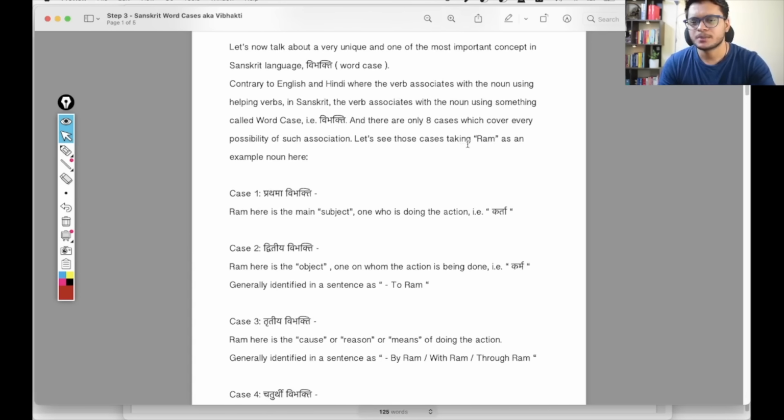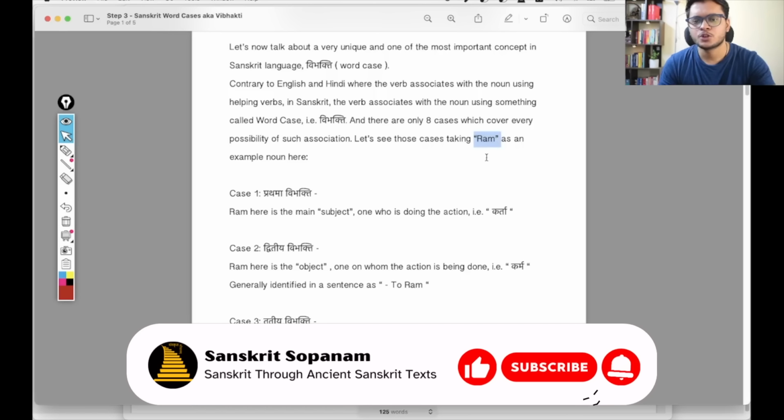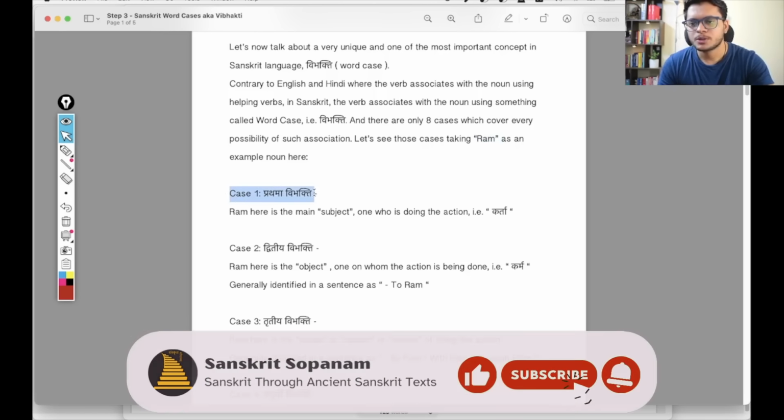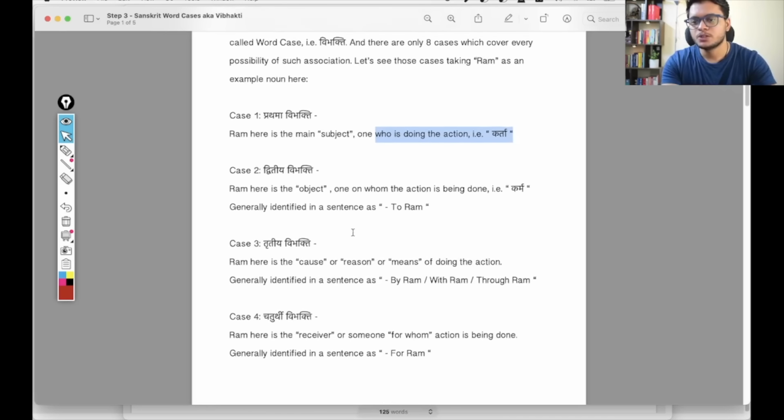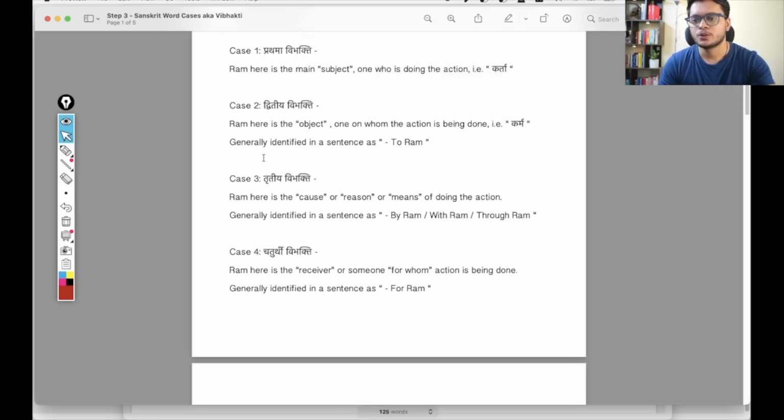So see, the same thing I've written here. Here, instead of Balak, we have taken Ram as an example noun. So case 1, Prathama Vibhakti, let's quickly revise. Case 1 is when it is the main subject, one who is doing the action, karta. So whenever this is the situation, the noun comes under first case and it takes that form, right? Then you have Dvitiya Vibhakti, already know that whenever he is the object or one on whom the action is being done, or karm as we call in Sanskrit, right?